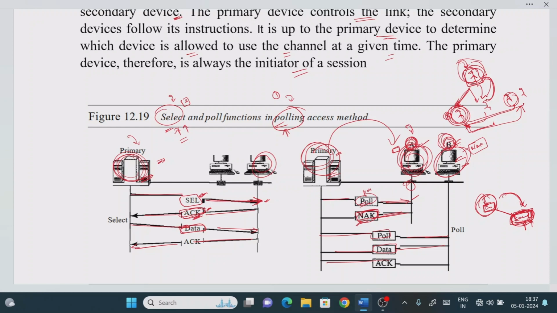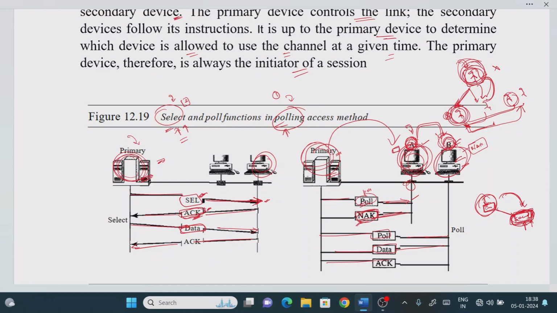Now, what is the main disadvantage or problem of this one? Suppose, for example, this main station is dead, right? C is dead, something like this, you think that. Now what will happen? There is no way to communicate from one secondary device to another secondary device. It means that when the superpower dies, there will be no exchange of information. There is some limitation in this one, and that point you need to remember. So this is how the polling method works.